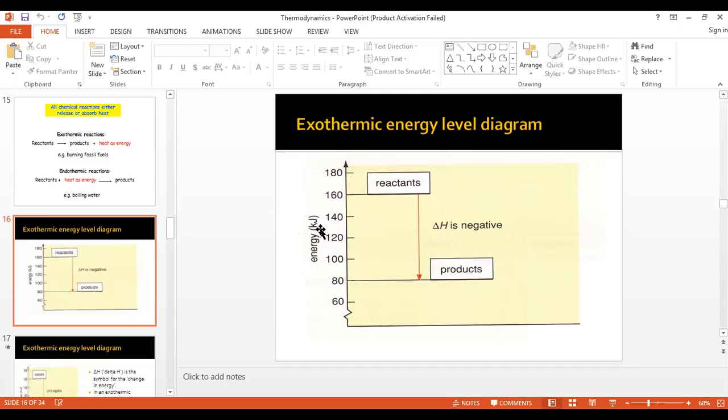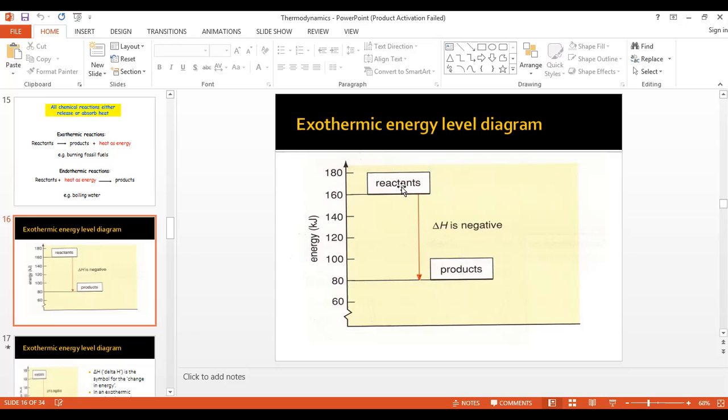What happens in an exothermic reaction? Initially the amount of reactant is very high. You can see here 160 kilojoule. But when the reaction starts, the reactant is converted to product. Understand? So if the reactant is on the top and the product is down, the arrow goes from reactant to product, and the energy decreases. Excellent. So from the arrow from reactant to product, you can predict the diagram.